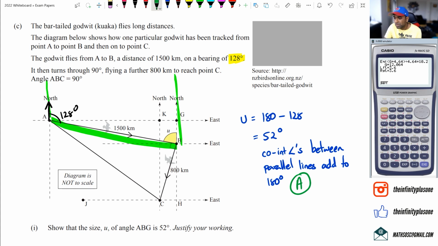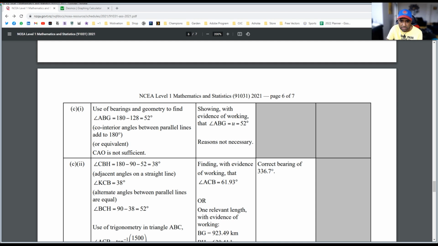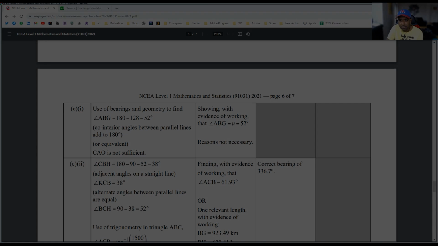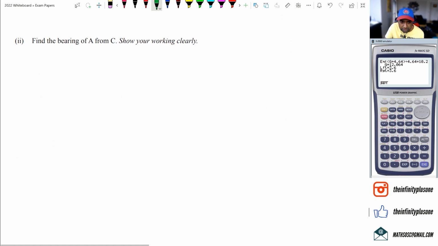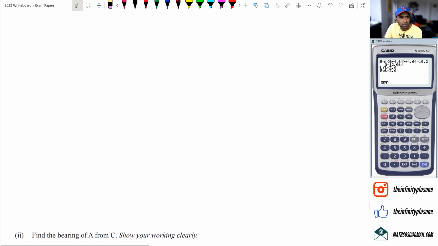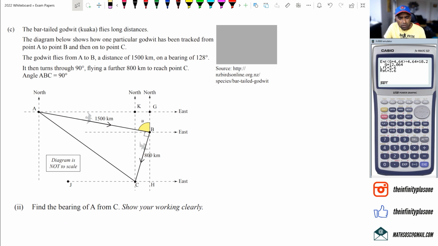And again, the answer schedule does say reason not necessary. For these achieved questions, they really just want to see your understanding and not stress about the reasoning, which, I guess, the papers have changed. All right, let's go to the second part of this question. I'm going to need to copy this. It's always a problem with these questions that I forget the diagram from the first part of the question. But anyway, we are trying to figure out what is the bearing from A to C.